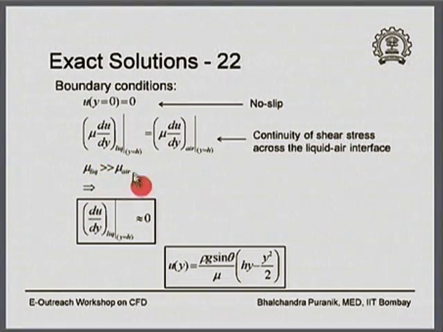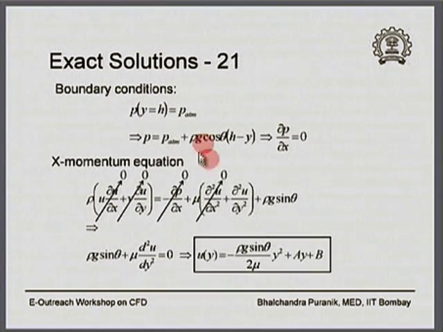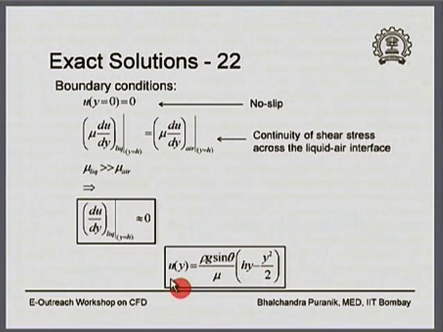So, that is precisely what I am writing here. Mu liquid will be much higher than mu air, and therefore, we obtain a simplified boundary condition at y equal to h, that the u velocity differentiated with respect to y will be equal to 0. So, we have the required two boundary conditions, the no slip at y equal to 0 and a 0 gradient, as we say, at y equal to h. Plug it back in our profile and you obtain the solution here. So, as you can see here, u velocity as a function of y will turn out to be again a parabolic type profile.